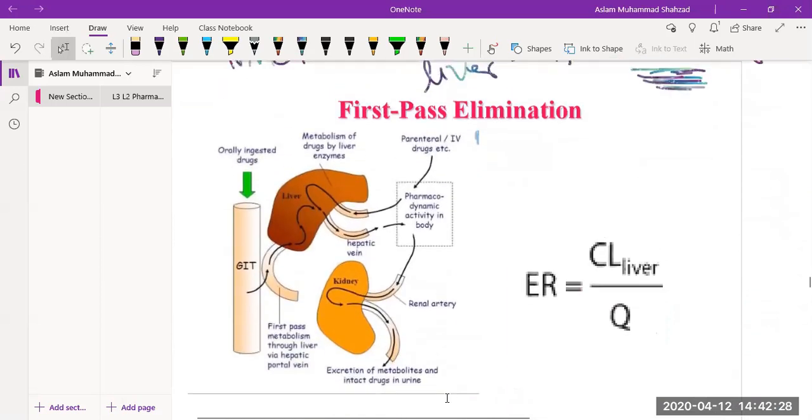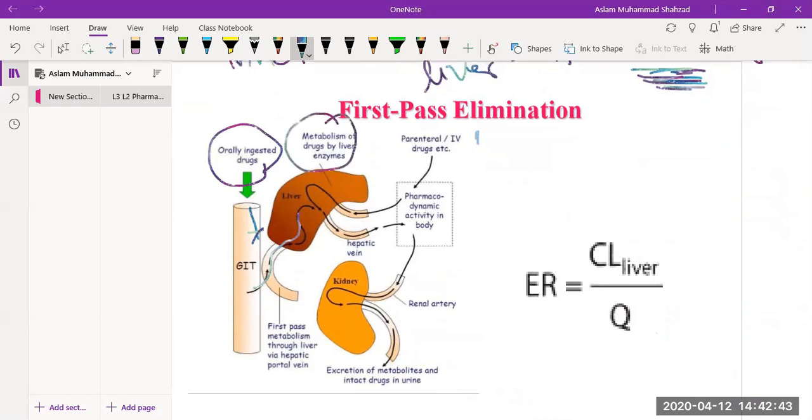Again, I'm showing you this slide to explain the first pass elimination. The drug that is orally ingested enters into the GIT. After the GIT, it goes to the liver, where the drug is metabolized by the enzymes, and then the drug goes to the hepatic vein, producing pharmacological activity in the body, and then is eliminated through the kidney. Whereas when the drug is given intravenously, we are not passing the drug through the liver. The drug goes directly to produce the desired effect and then is eliminated by the kidney.